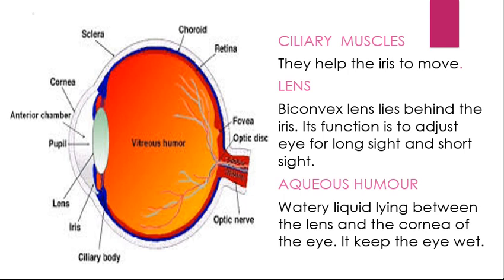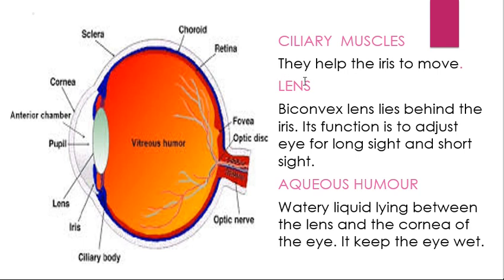They actually help the iris to move. What is iris? Iris is the colored part, and these muscles help iris in movement. When the iris has to contract or dilate to control the amount of light, ciliary muscles help it in this task. Okay, ciliary muscles help the iris to contract or dilate while adjusting the light coming inside the eye.